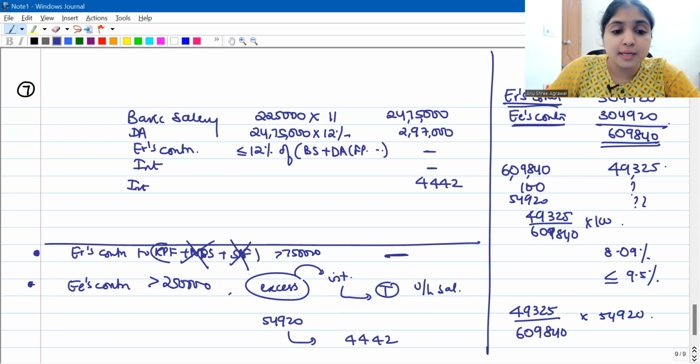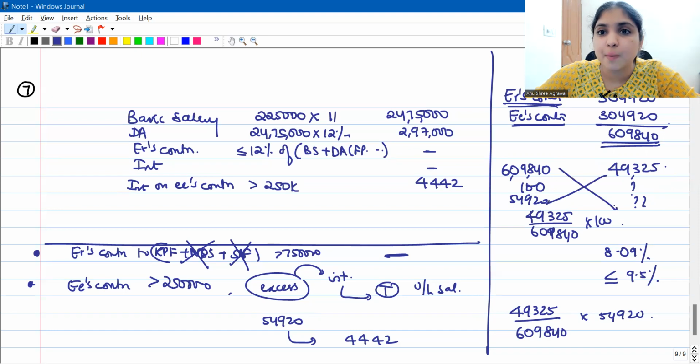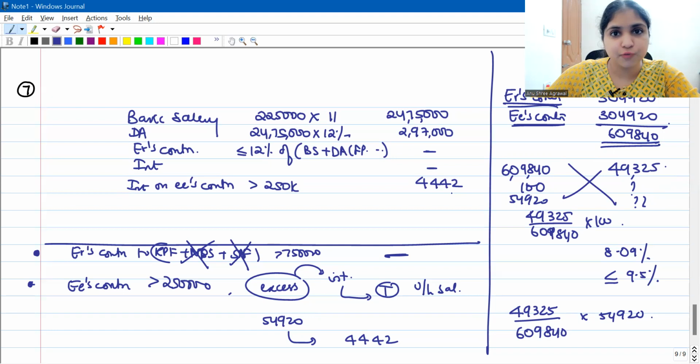So this is nothing but interest on employees' contribution exceeding 2,50,000. So exceeding 2,50,000, what is the excess? Excess is 54,920. On this 54,920, how much interest has he earned? On 6,09,840, he has earned 49,325 interest. On 54,920, how much interest has he earned? Simple cross multiplication. That's going to be 4,442.